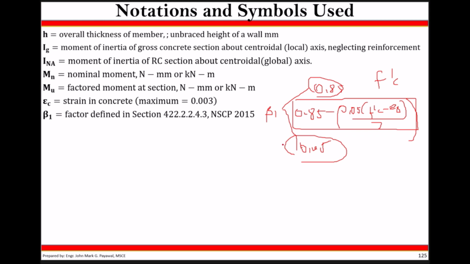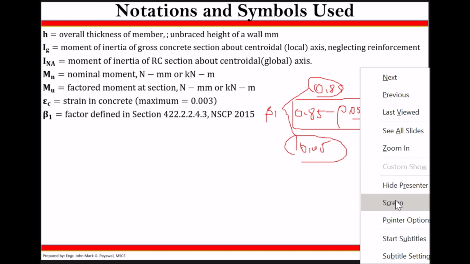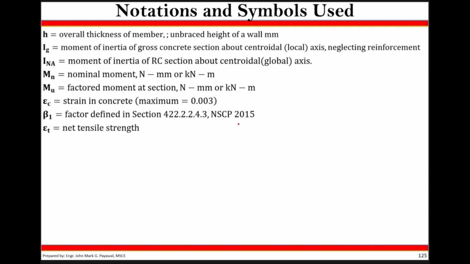Just a review of your beta 1 value, because we already have discussed that in prestressed concrete, on why the values are like that. On the other hand, if you have E sub c, you also have your E sub t, or the net tensile strain. Later, in the next discussion, we will be discussing your strain diagrams. So my strain in concrete and steel sometimes changes in values in order for us to derive equations and symbols that would help us analyze and design our sections.